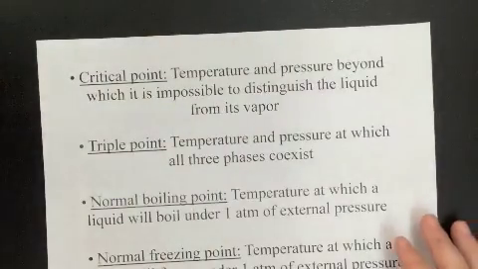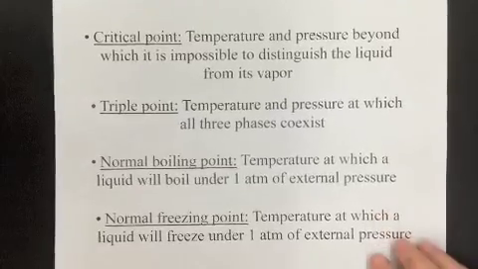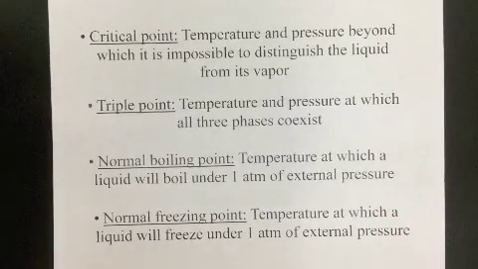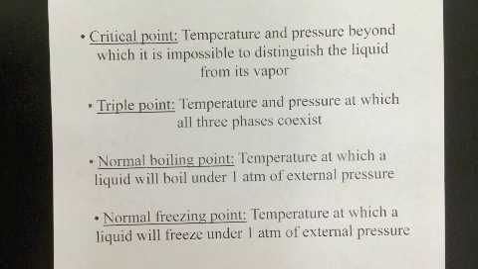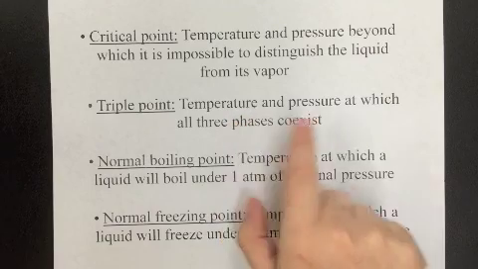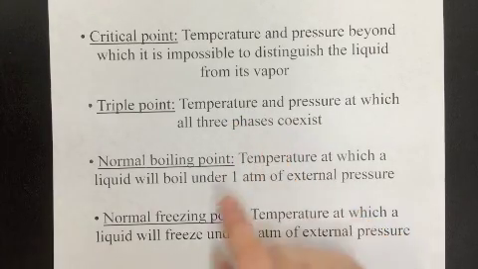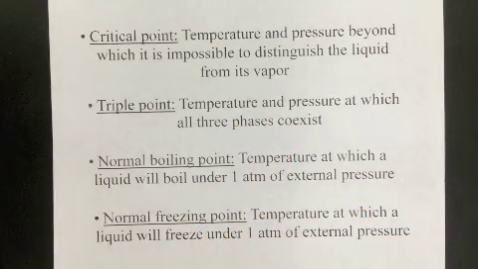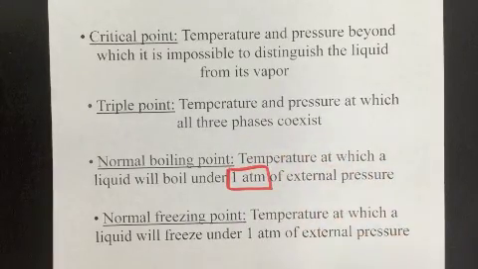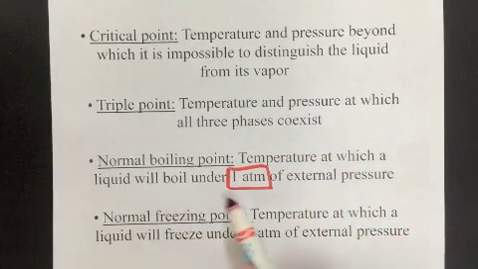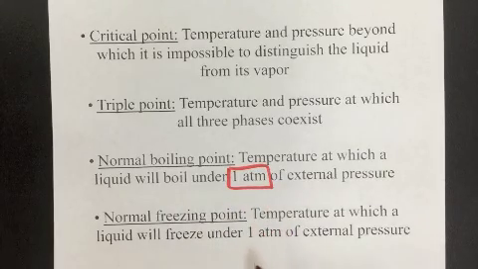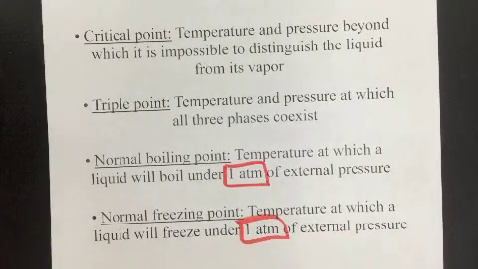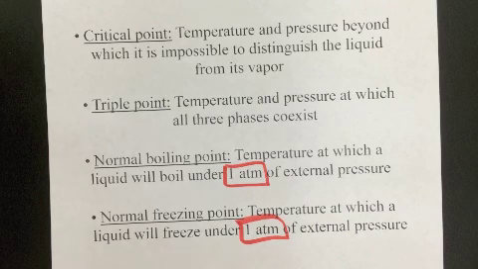Okay? Now, just to go over some keywords that I've already mentioned, you just need to make sure you know the definitions. Critical point is the temperature and pressure beyond which it is impossible to distinguish the liquid from its vapor. Triple point is the temperature and pressure at which the three phases coexist. Normal boiling point, the key thing there is going to be that 1 atm. It's the temperature at which the liquid boils at 1 atm. Freezing, same thing, happens at 1 atm. Okay? So you have to know all these different definitions, and you have to be able to tell me every little thing that I've told you about that graph and those pictures.